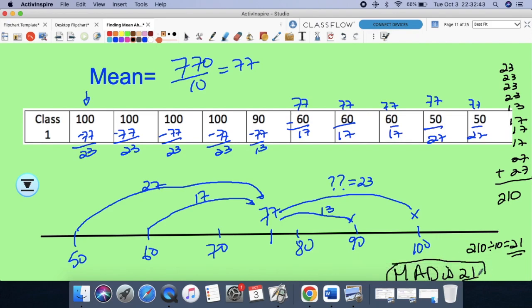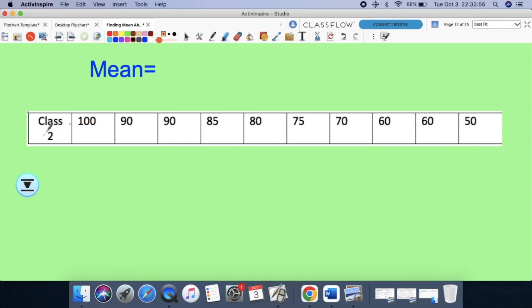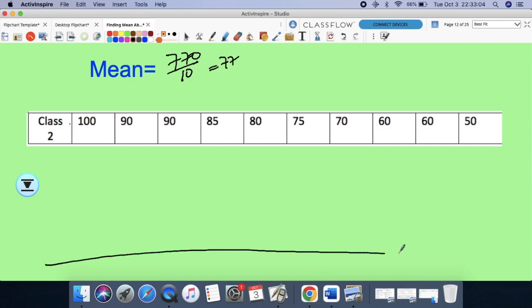So what that means is that on average, the numbers are 21 units away from 77. Let's do the second one. So for class 2, remember the mean was 770 again. We divide by 10 and we get 77. So let's draw that again.